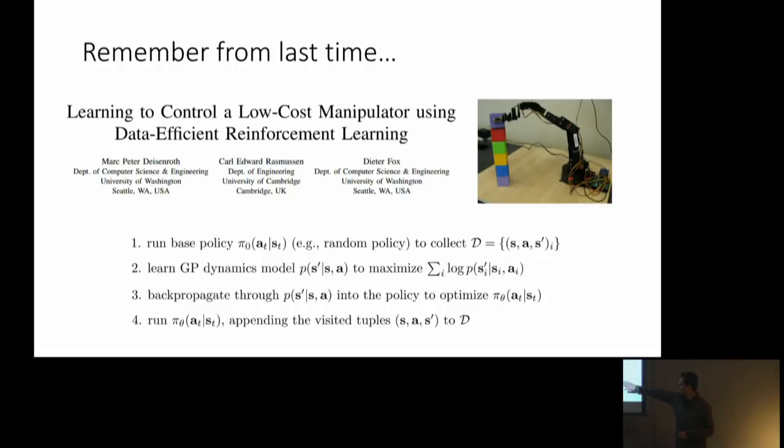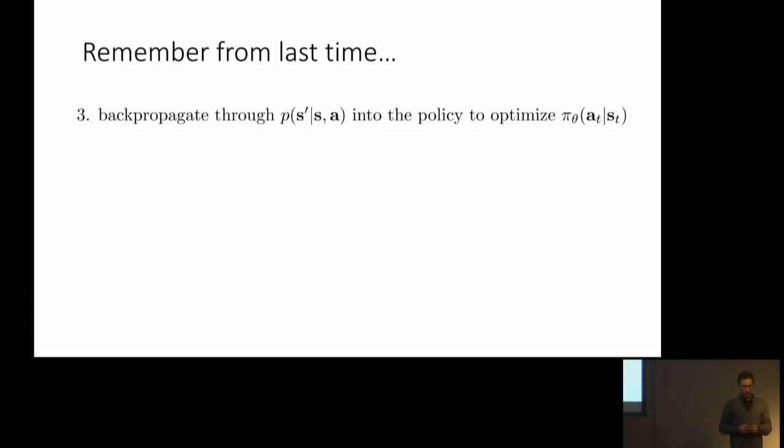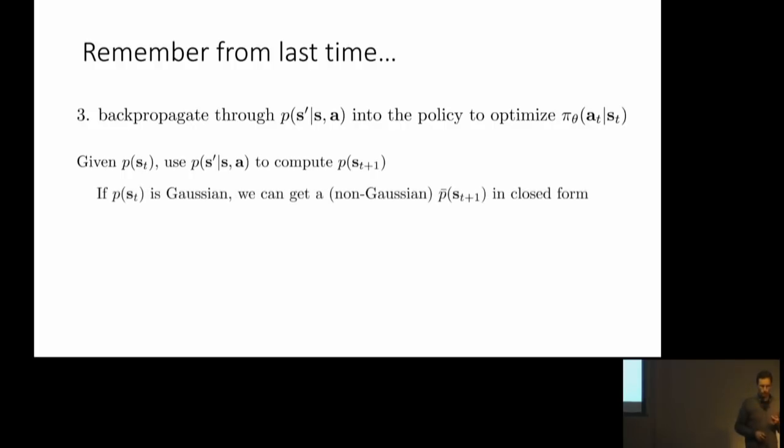And concretely, the way that this step 3 was implemented in this paper, which is not the only way to implement it, but one reasonable way, is that you have to actually account for the uncertainty. So they had this kind of neat method that iteratively projected distributions onto Gaussians. So to remind you guys, basically if you assume that your current state distribution P of ST is a Gaussian distribution, a normal distribution, and P of S prime given S comma A is given by a Gaussian process, then unfortunately P of ST plus 1 is not Gaussian, but it does have a closed form expression that you can write down. So what these guys did is they said, well, let's write down that closed form expression.